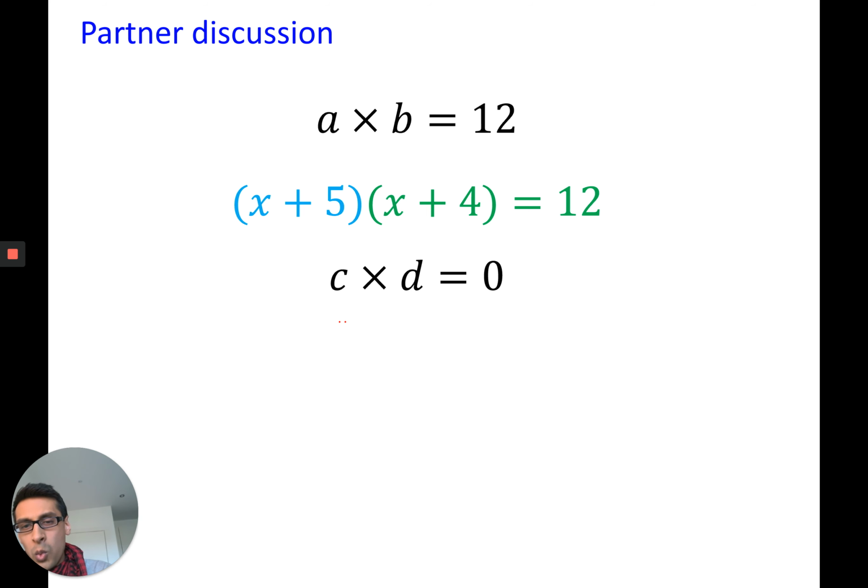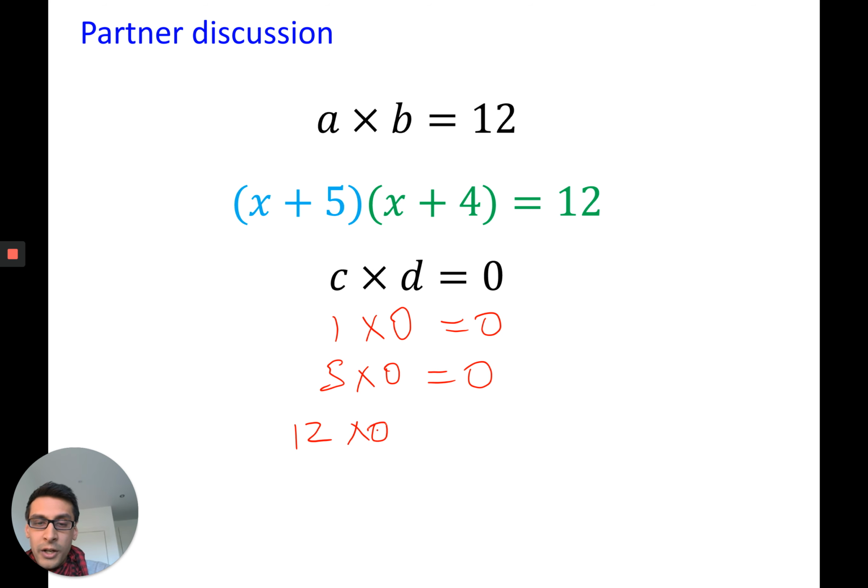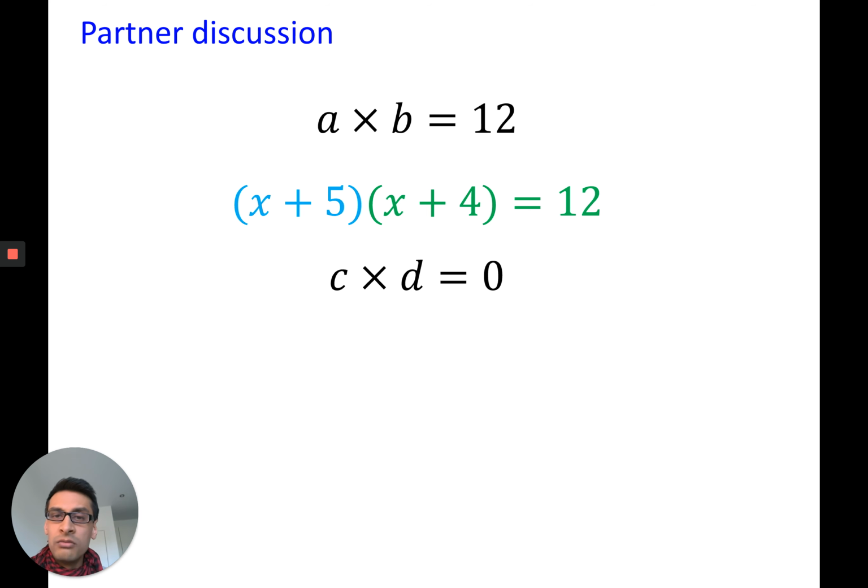Well, it could be 1 times 0 is 0, 5 times 0 is 0, 12 times 0 is 0, and essentially I could go on forever. I could even have fractions, I could have decimals. So there's an infinite number of answers here, but what I do know is that one of those terms has to be 0.